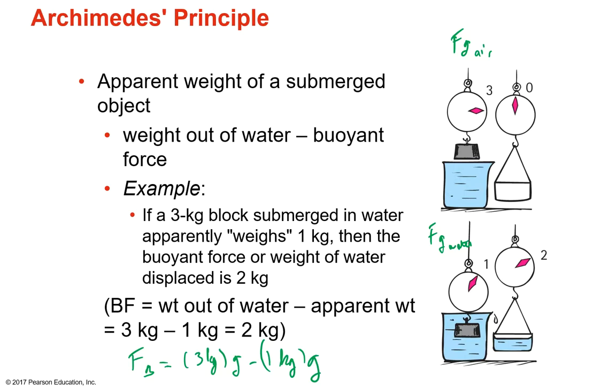And in this case, we had 2 kilograms of water that was displaced. So the weight of that is 2 kilograms times g. And according to Archimedes, those should be equal. So in lab, we're going to do that.